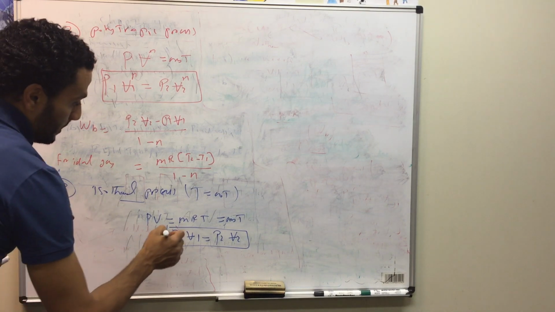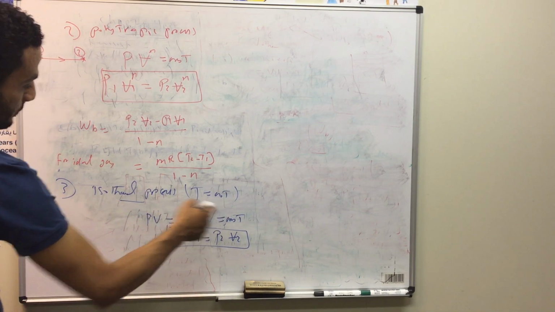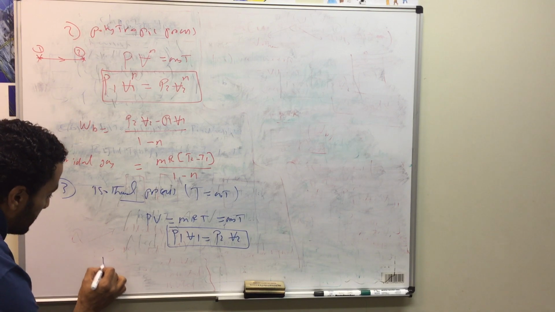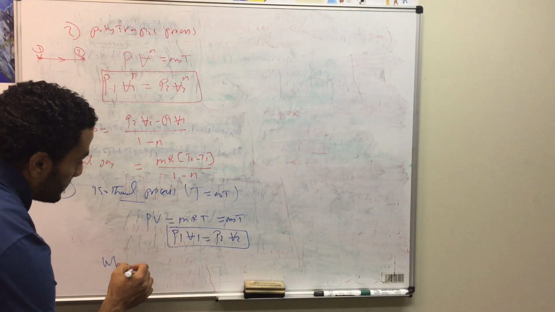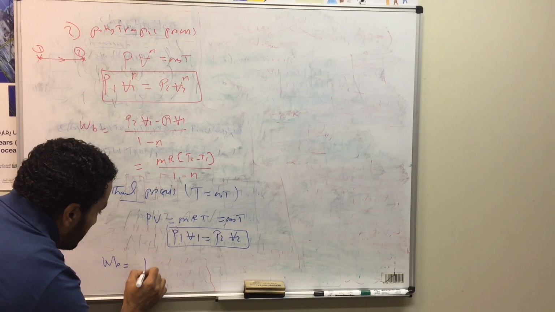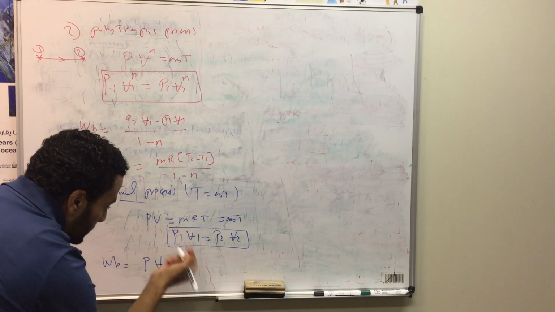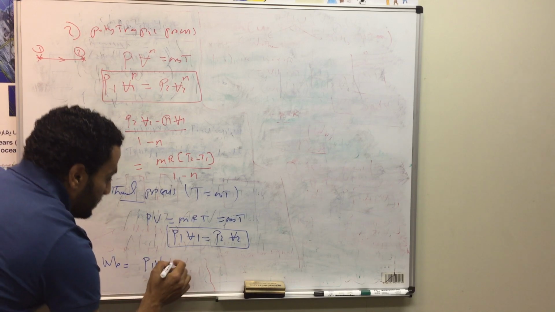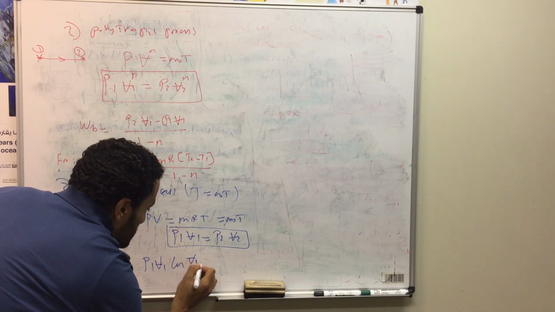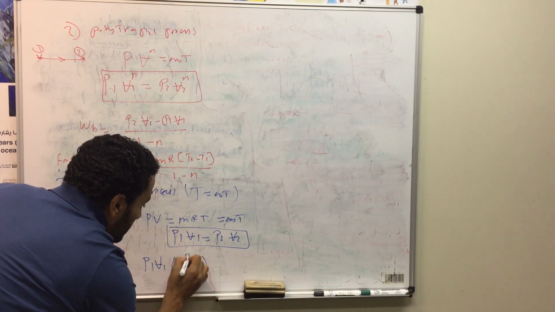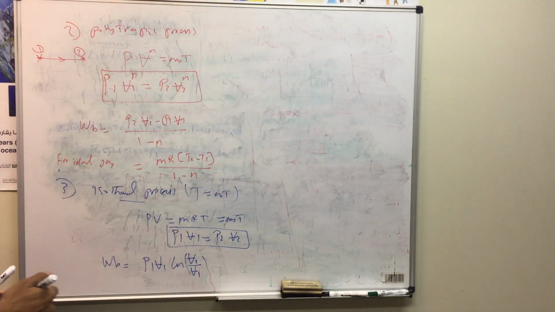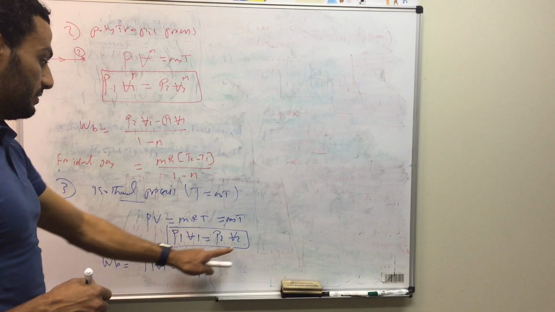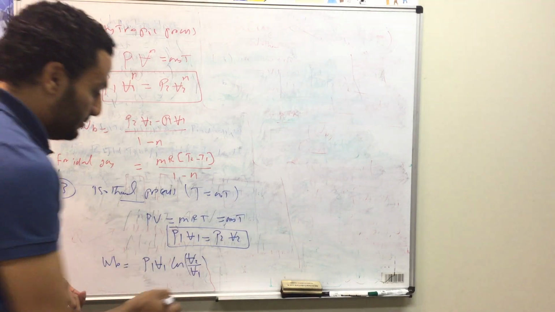If you put the pressure as a function of volume from this equation, we can calculate the boundary work for an isothermal process. It will equal the constant, which is PV. PV is constant, so it is P1 V1 or P2 V2 multiplied by ln V2 over V1. And V2 over V1 is the same as P1 over P2 also.